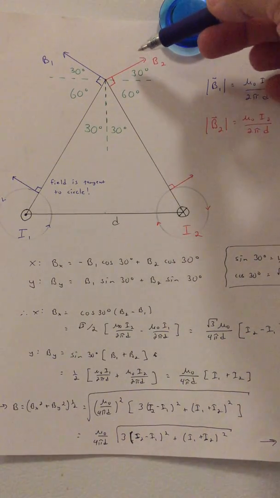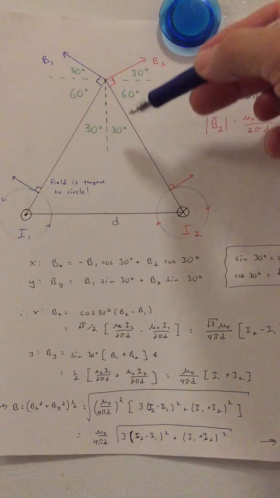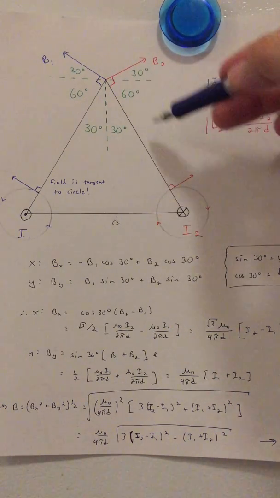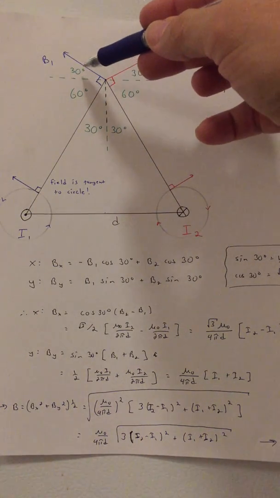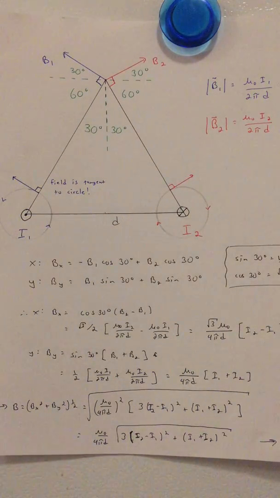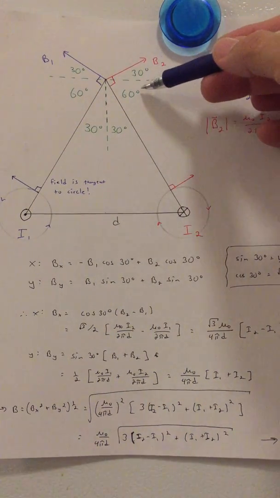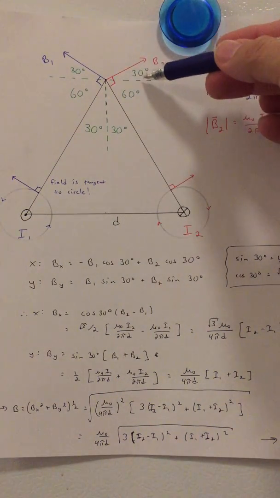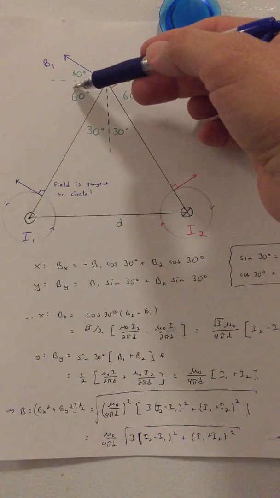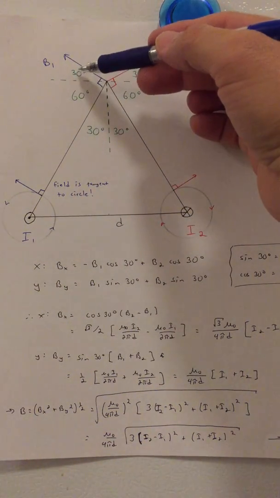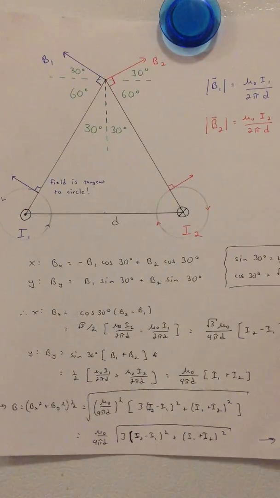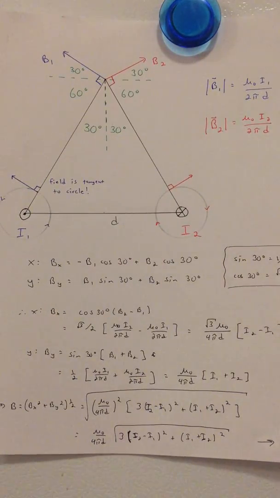We've already decided that the red vector B2 is perpendicular to the side of the triangle. The blue vector B1 is perpendicular to this side of the triangle. So if this much of that angle is 60 degrees, 30 degrees has to be here. 60 degrees here, 30 degrees has to be here. So I'm exploiting these right angles to give me the angles that I need.